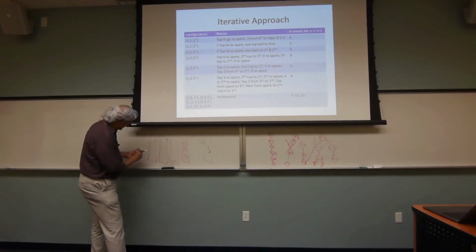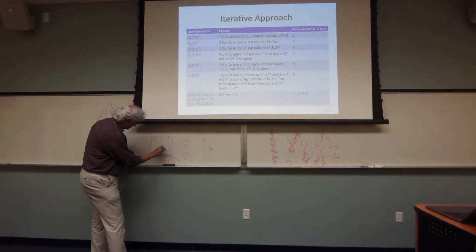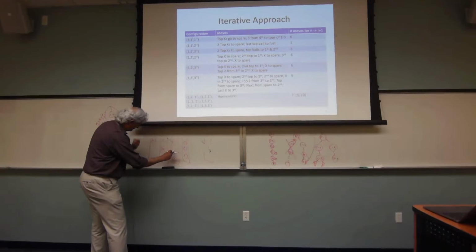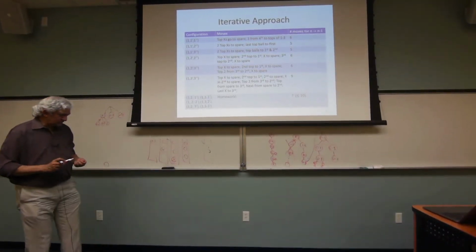So I got 1, 2, and 3. So 1 is here, 2 is here, and 3 is here. And I got stuff there. What would you like to do?